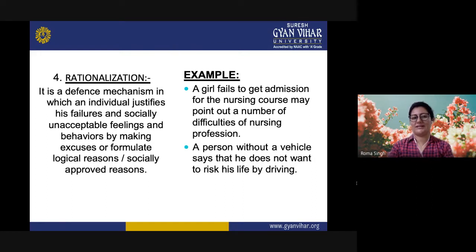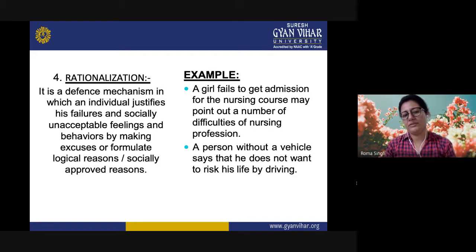So this is a story which will fit into the concept of rationalization. A girl is not able to get admission where she wanted to, and she just blamed the course in which she was not able to gain admission. She says that this course is not suitable, not appropriate for her, and this profession is full of difficulties. So this is how she has solved her problem, and she has rationalized that whatever she was not able to achieve, this is the excuse for that.